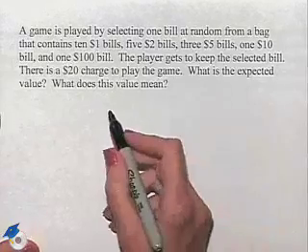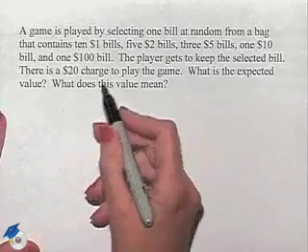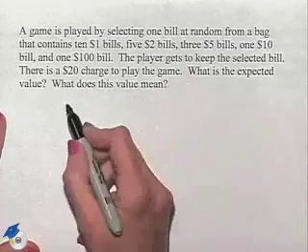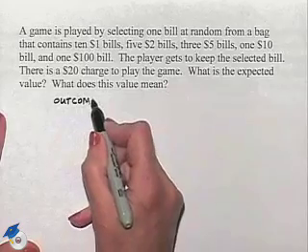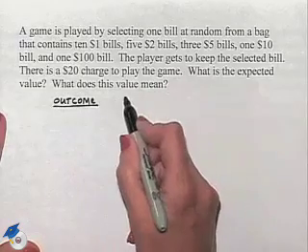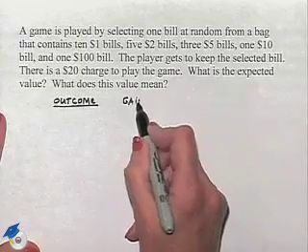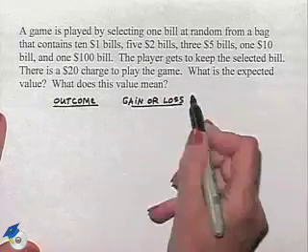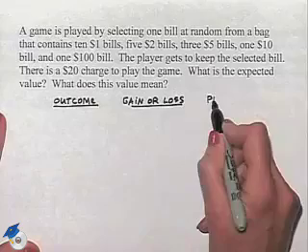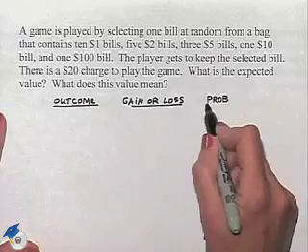We're going to evaluate this by setting up a chart as we have a number of different outcomes. So we're going to have a column for the outcome. We'll have a column for the gain or loss associated with that outcome. And we'll have a column for the probability of that outcome.